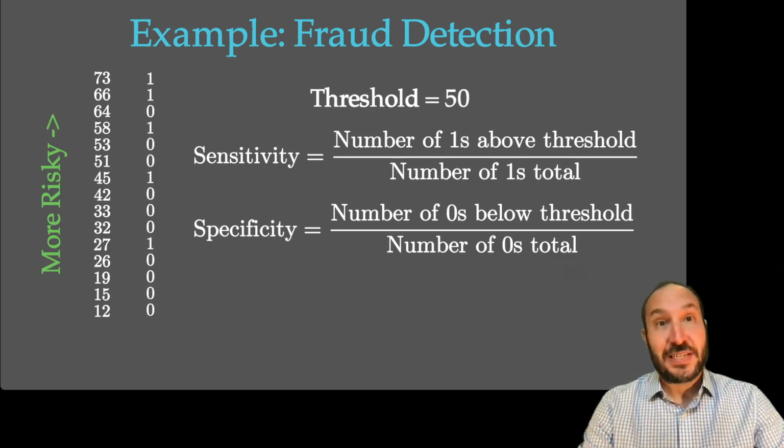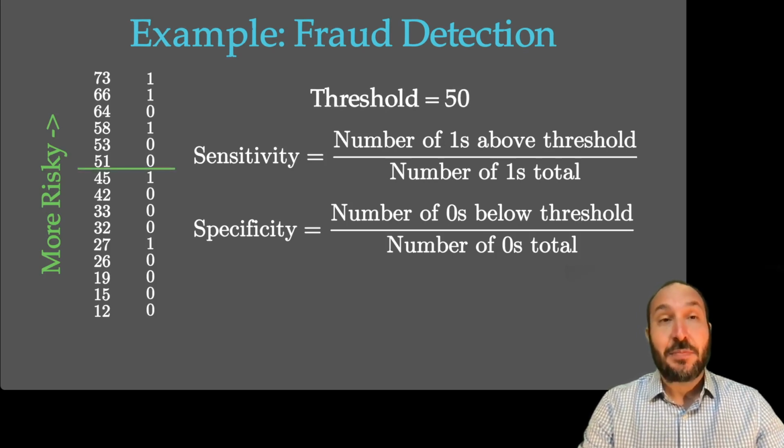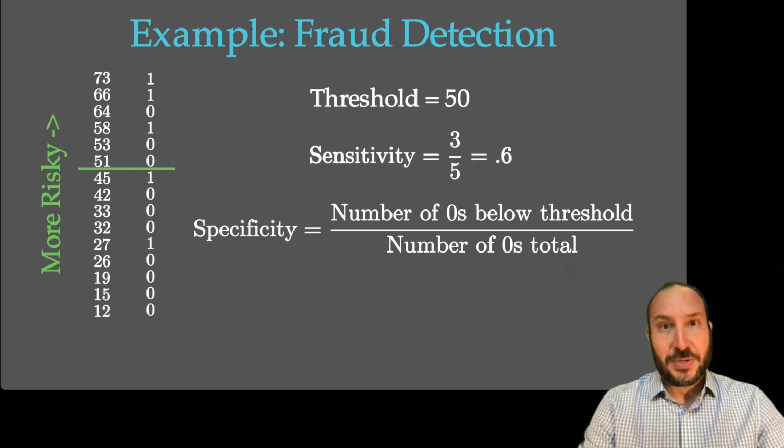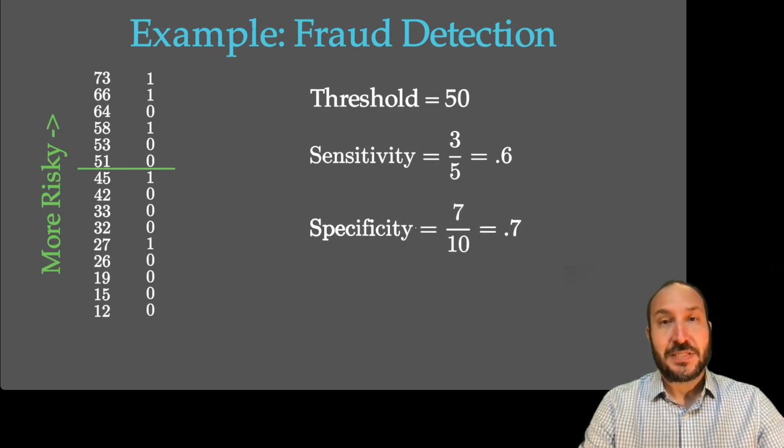So let's go through a specific example. Let's say we set the threshold at 50, and we draw a line at 50. So everything above that line we're going to declare as fraud. Everything below that line we're going to declare as legitimate. So in this case, our sensitivity would be 3 out of 5, or 0.6, and our specificity would be 7 out of 10, or 0.7. And that's because 3 out of the 5 fraud cases are above the line, and 7 out of the 10 legitimate cases are below the line.